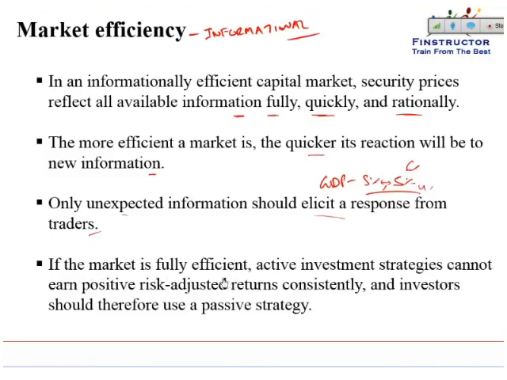If the market is fully efficient, that is, this new information is quickly discounted into the stock price, then active investment strategies cannot earn a positive risk-adjusted return on a consistent basis. And theory advises that investors should follow a passive strategy. So if the market actually discounts new information in a quick manner, then trading actively will not be able to generate excess return.